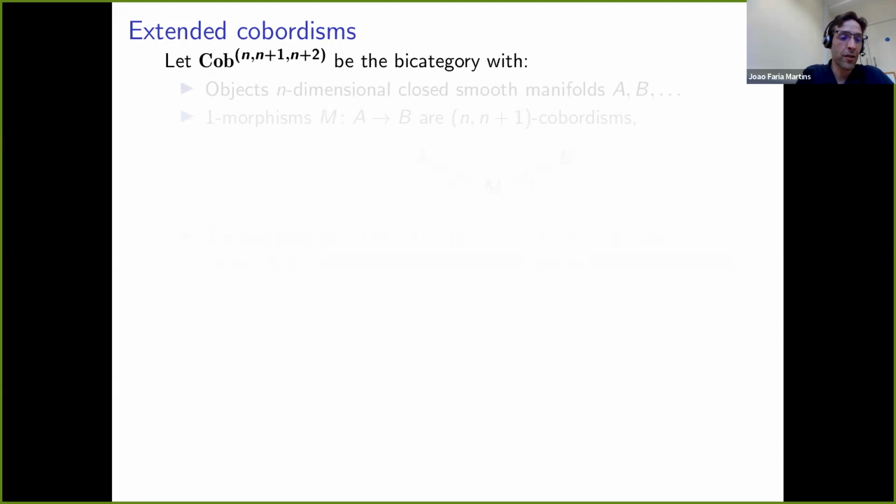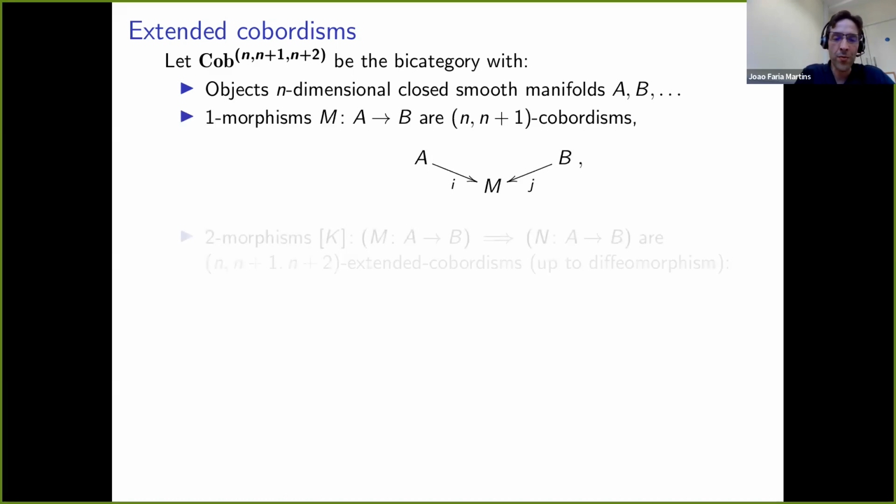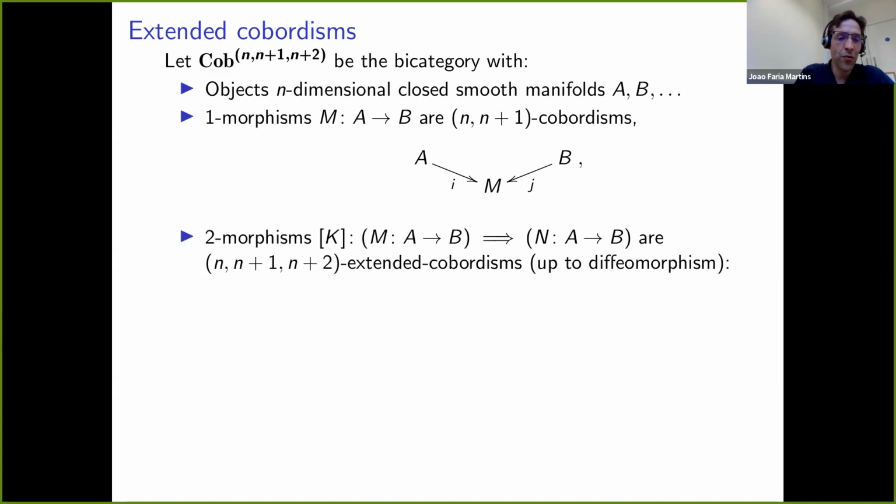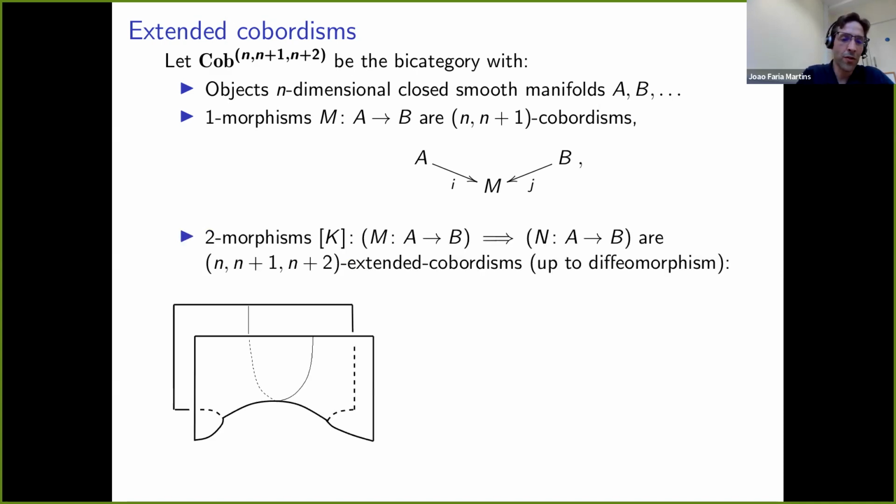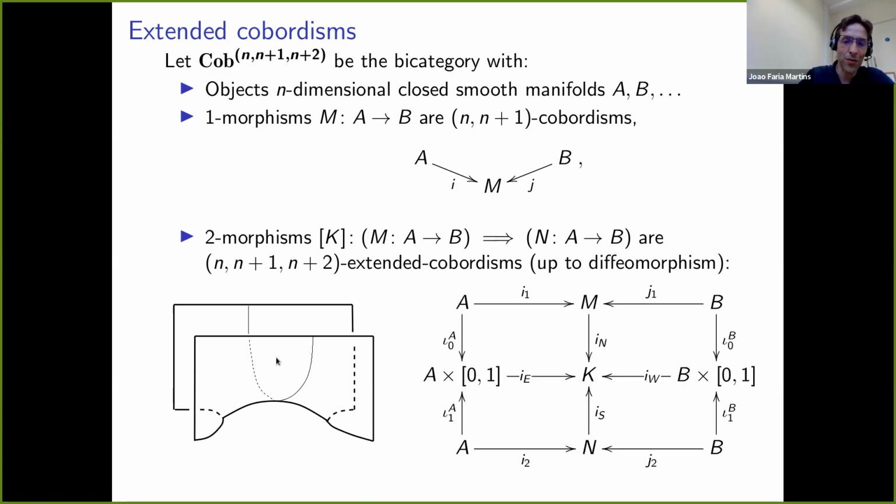So start with the bicategory of manifolds, cobordisms, and extended cobordisms. I'll denote it by Cob n+1, n+2. So objects are n-dimensional manifolds. One morphisms are cobordisms from A to B, and two morphisms will be extended cobordisms, things that look more or less like this. So this would be an extended cobordism from the cobordism M from A to B to the cobordism N from A to B. And these things compose horizontally and vertically.